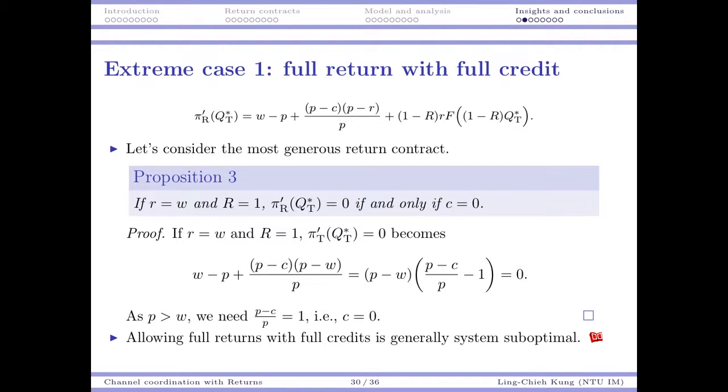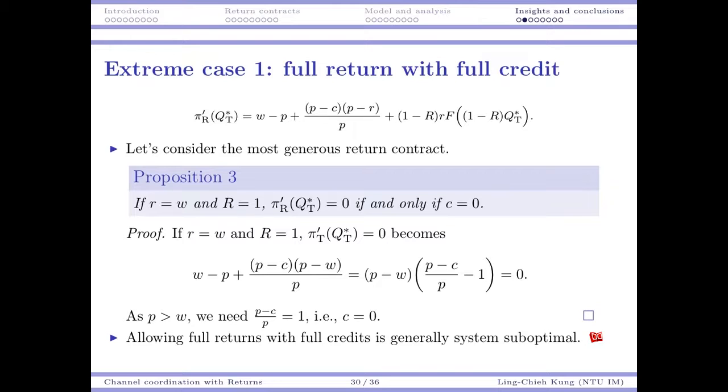So before we really try to solve it, we may first see some special cases. The first one is the most generous return contract. That means you are allowed to return everything unsold, and for each unit unsold, I pay you back what you have paid to me. Okay, R is W and capital R is 1. In this case, the only situation that this particular quantity is 0 is when C is zero. Or we can say, as long as there is a positive production cost, the order quantity is not going to be efficient if the contract is so generous. To prove it is very simple. If we plug in R to be W and the capital R to be 1, this particular equation can be reduced to this one.